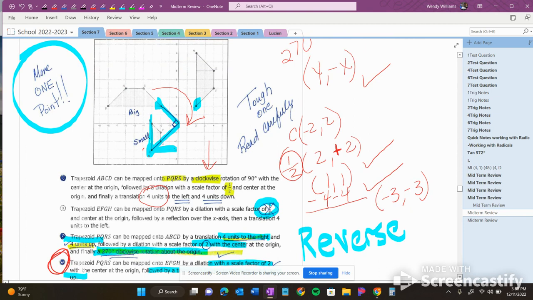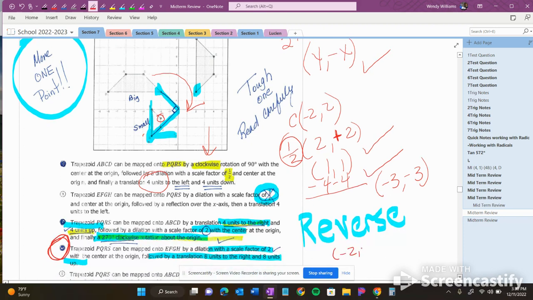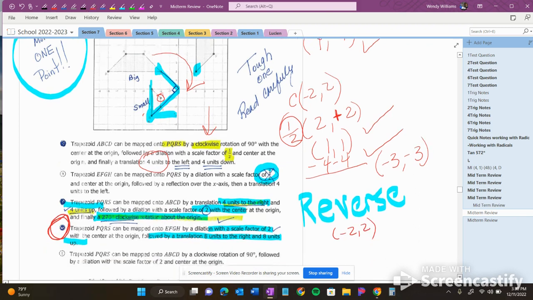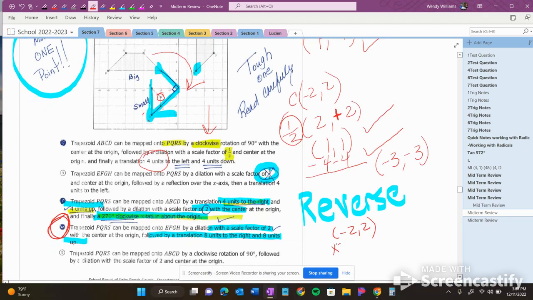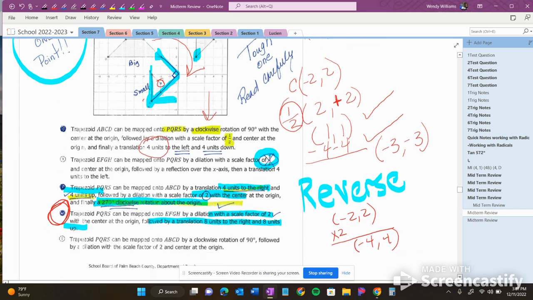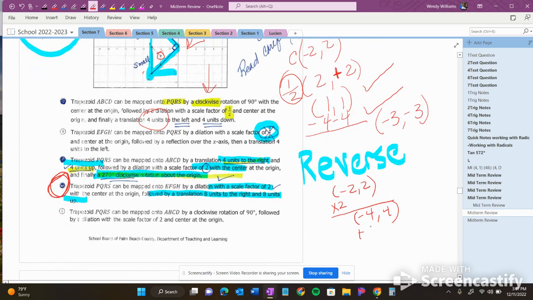P is at -2, 2. With a dilation of scale factor 2, so times 2 gives me -4, 4, followed by a translation of 8 units to the right, followed by 8 units up, should give me a coordinate of 4, 12.